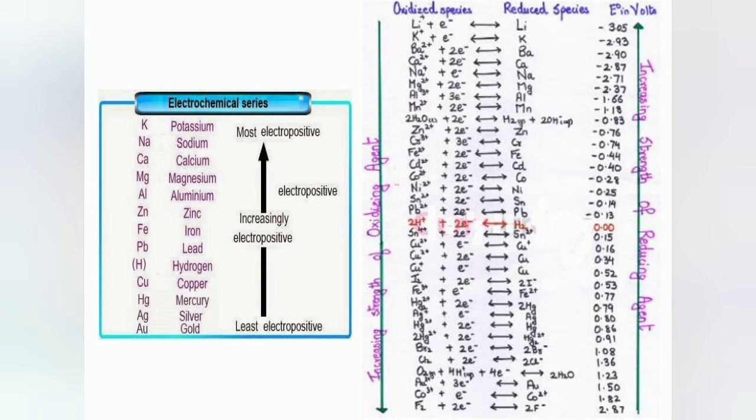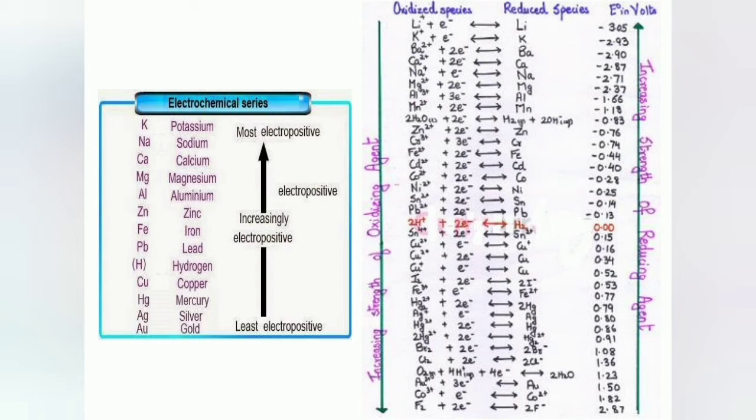The higher the position of a metal in the electrochemical series, the more electropositive the metal is. The easier it is for the metal to lose its electrons, the better reducing agent the metal is. The ability of a metal ion to accept electrons increases down the electrochemical series. The strength of a metal ion as an oxidizing agent increases down the electrochemical series.